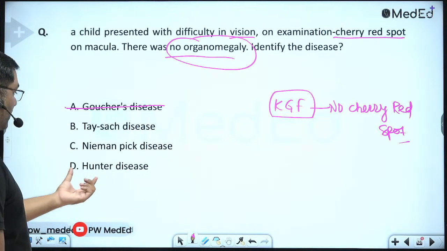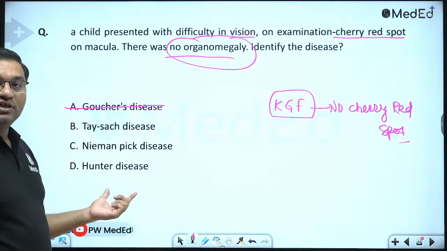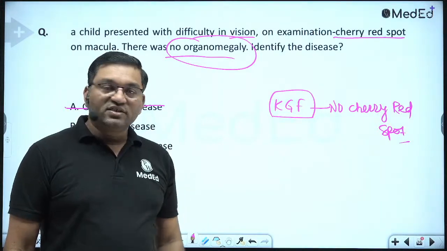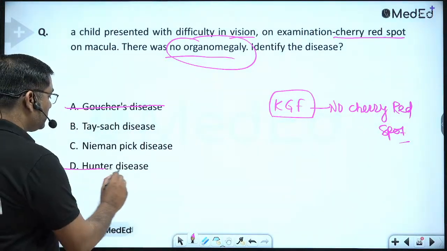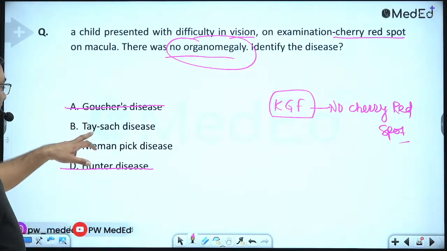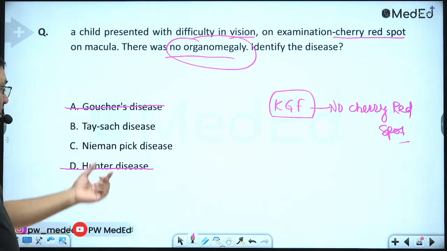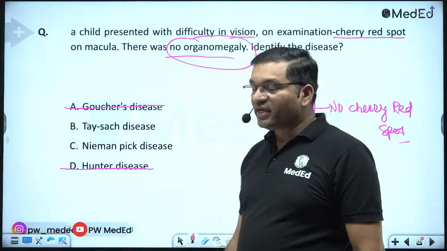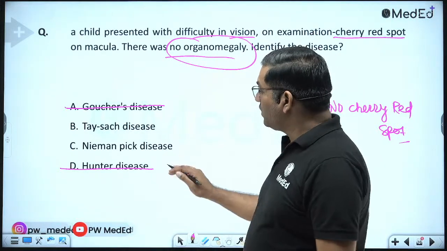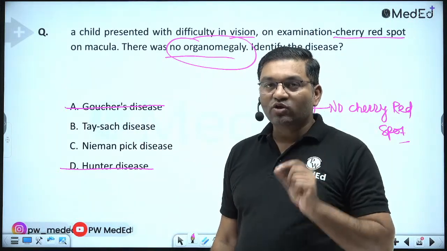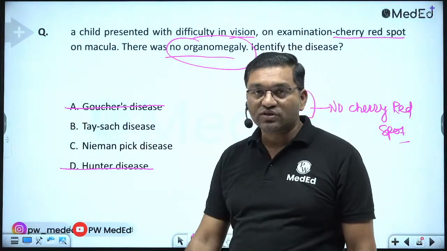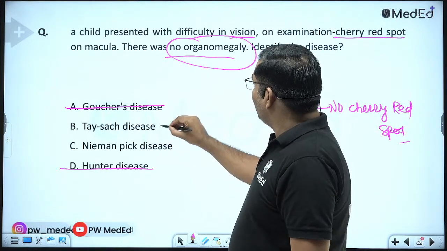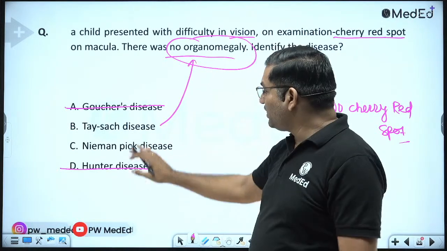Then Hunter disease, which is a mucopolysaccharidosis. There is no corneal clouding, and retinal involvement is there, but there is no cherry red spot in Hunter's disease also. Now left are Tay-Sachs disease and Niemann-Pick disease. Niemann-Pick disease is due to sphingomyelinase defect, and there is hepatosplenomegaly and cherry red spot on the macula. In Tay-Sachs disease, a GM2 gangliosidosis, there is cherry red spot on the macula, but there is no organ involvement.